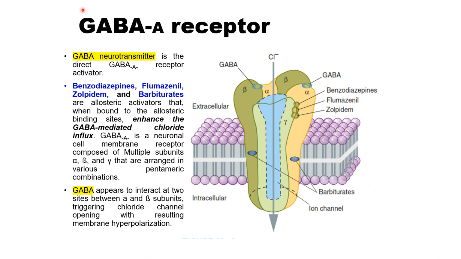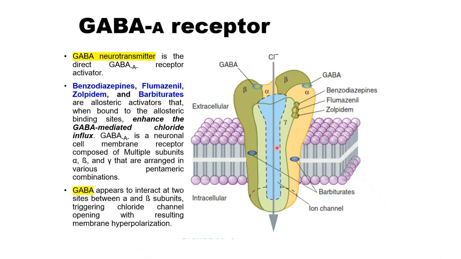GABA-A here is the example of a ligand-gated ion channel. GABA is gamma-aminobutyric acid, which is the major inhibitory neurotransmitter in the brain and the CNS. As you can see, it is a cell membrane receptor, as we mentioned, and it is a ligand-gated ion channel. The ligand is GABA itself, gamma-aminobutyric acid, the neurotransmitter, which upon binding to the active binding site, the active binding site is located between the beta and the alpha subunit. Two molecules bind at the same time, leading to opening of the chloride channel. So it's a ligand-gated ion channel.